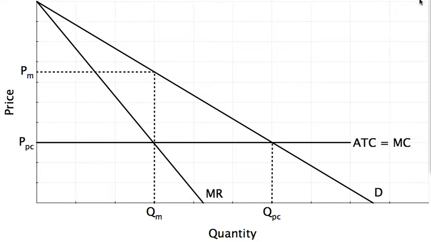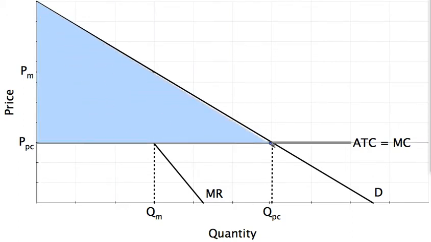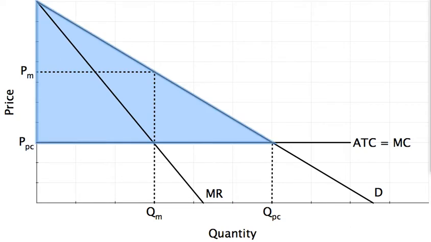So let me actually highlight that for you. And let me pick a color. Let me pick a light color, it'd be easier. So if I highlight this region here, the area between the demand curve and price, that area right here is the consumer surplus in a perfectly competitive marketplace. So the area above price but below demand, that shaded area in light blue, is the consumer surplus.